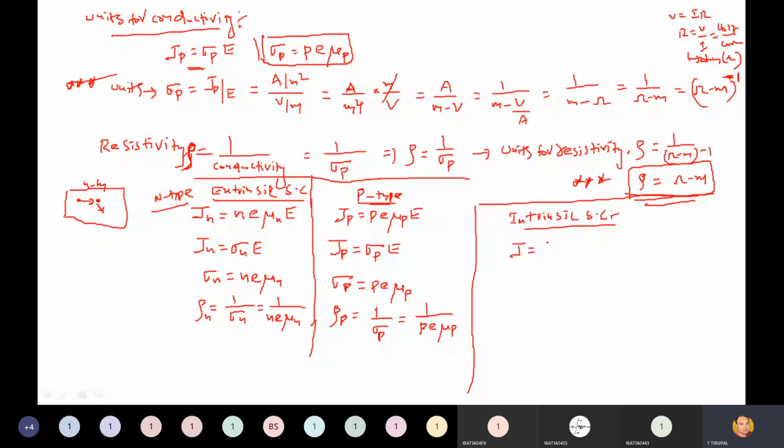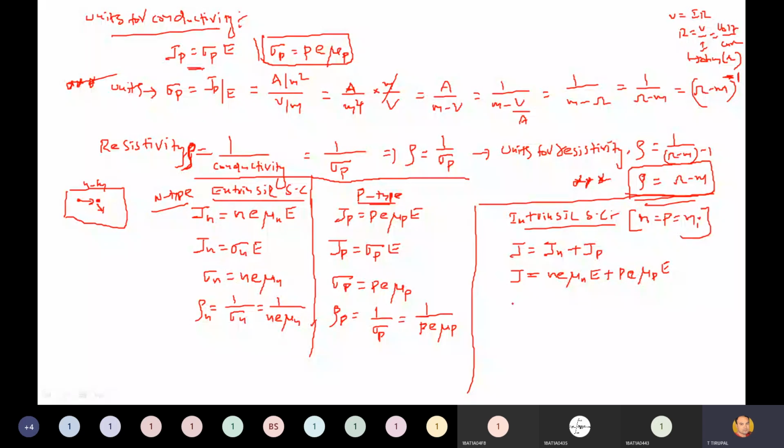So I can write J is equal to Jn plus Jp, since it is due to both electrons and holes. Current density J is equal to Jn, that is Ne mu n into E, plus Jp, which is equal to Pe mu P into capital E. What is an intrinsic semiconductor? I told you in the last class, electron concentration is equal to hole concentration, that is equal to intrinsic concentration Ni. N is equal to P is equal to Ni.